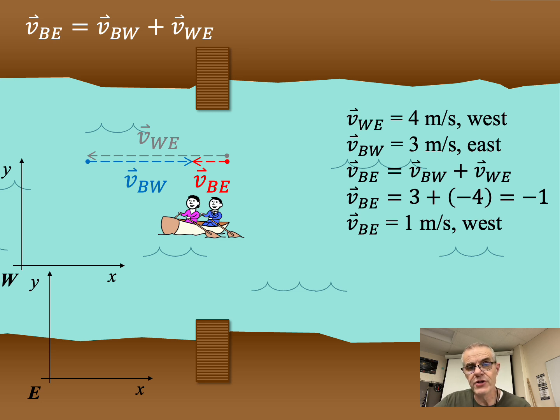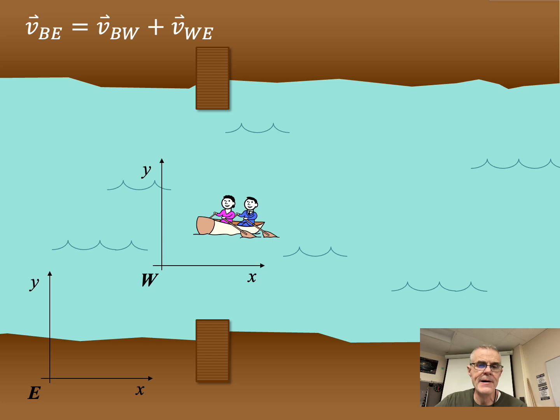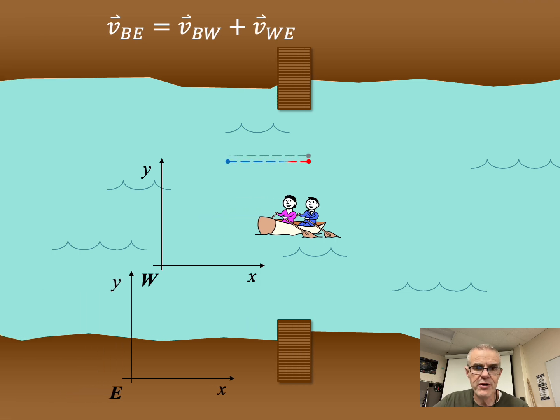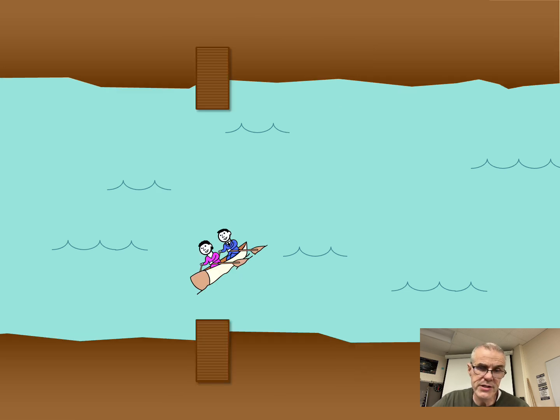So given those numbers, we could conclude, their velocity relative to Earth would be 1 meter per second west. That would be relative to the shore, and if they're in the boat, they would see the shore drifting by at 1 meter per second, or if you were on the shore looking at them, you would see them drifting by at 1 meter per second. Same motion from the perspective of the water. So we imagine painting this reference frame on the water. We move with the water, and it looks different, but it would be the same result.